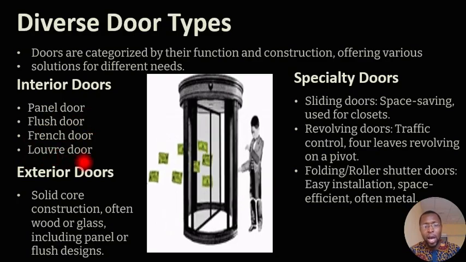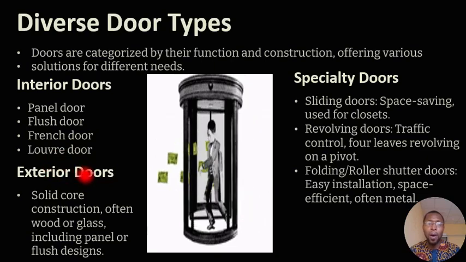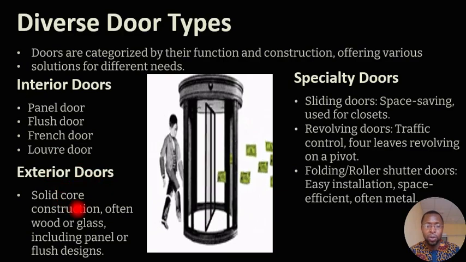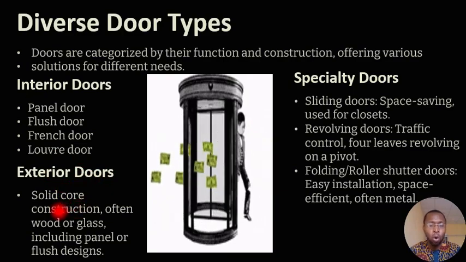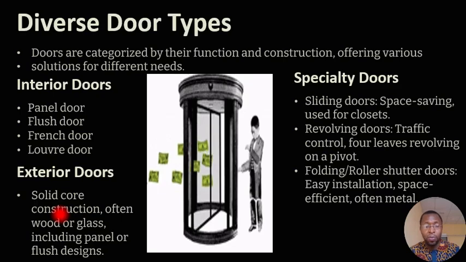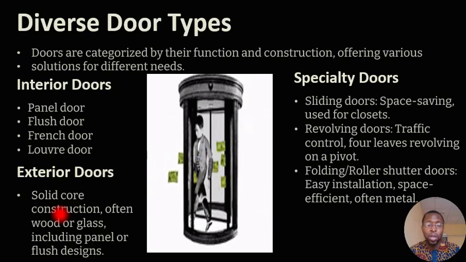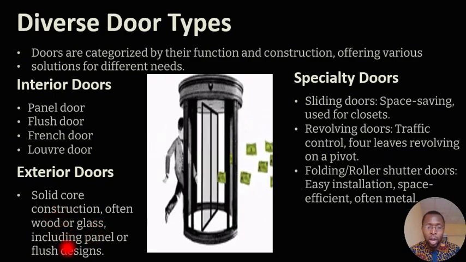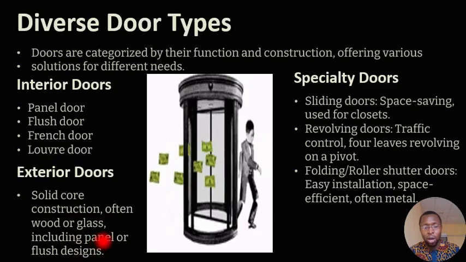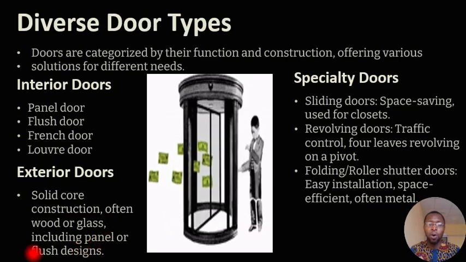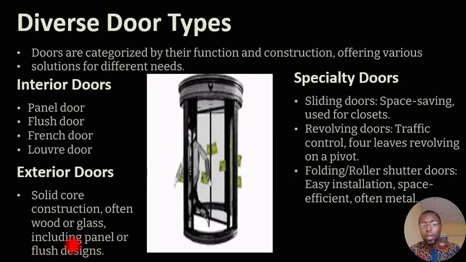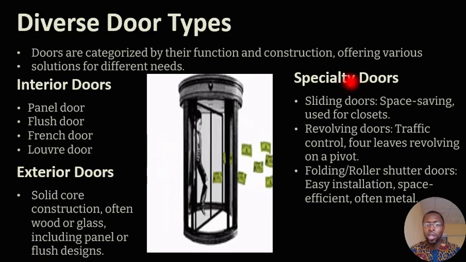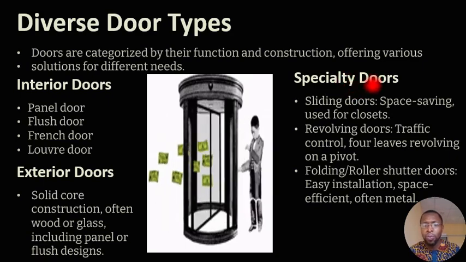And for exterior doors, like our main gate, we have the solid core construction that is made up of either wood or glass. There are even exterior doors that are made up of iron as well. But often they are made up of wood or glass, and they also include panel or flush design. Then for different purposes, we have what we call specialty doors. These doors are designed for different purposes.